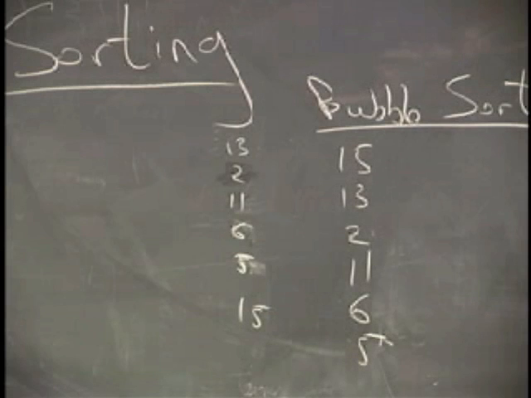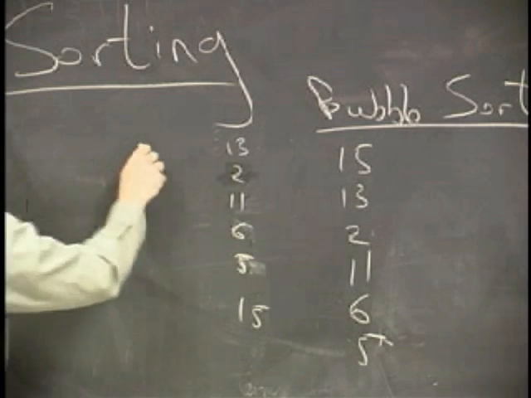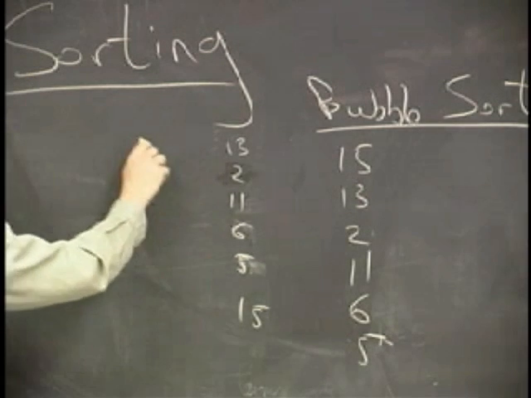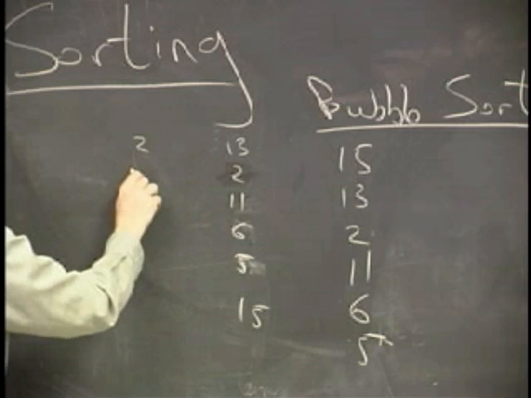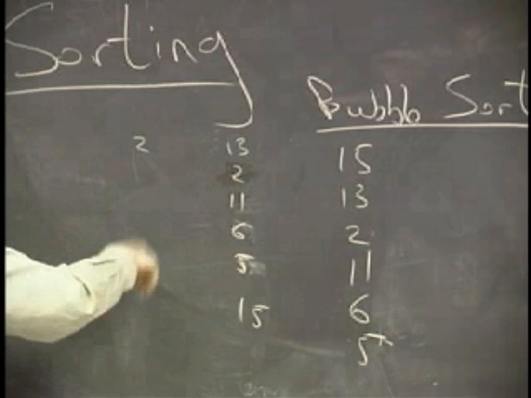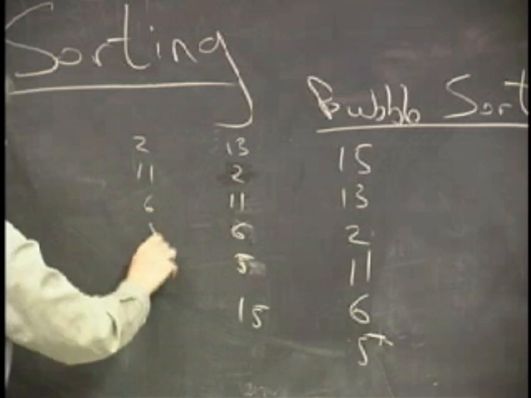What's going to happen in the next bubble phase? Who can read off the numbers? John, can you do it? Well, 13 will go down to 2. Okay, and what does it look like on top of that? 2, 13, 11. Okay, but we're going to do the whole thing at once now. Well, 2, 11, 6, 5, 13. Right, exactly.